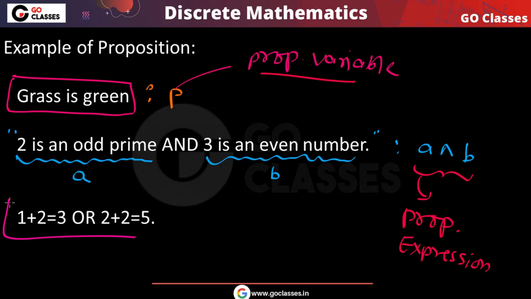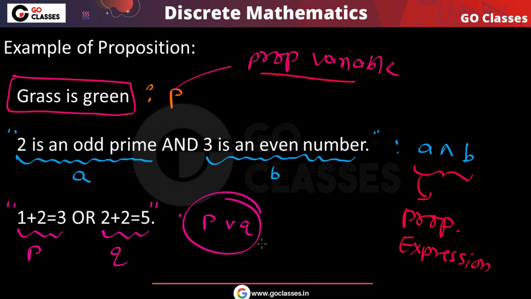Similarly here, this is a compound proposition, so we cannot represent it by a propositional variable. This q is not a propositional variable because we don't represent a compound proposition by a propositional variable. Now this part is an atomic proposition, we can represent it by p, and this part is an atomic proposition, we can represent it by q. So finally this complete proposition I can represent by p or q. This is called a propositional expression.